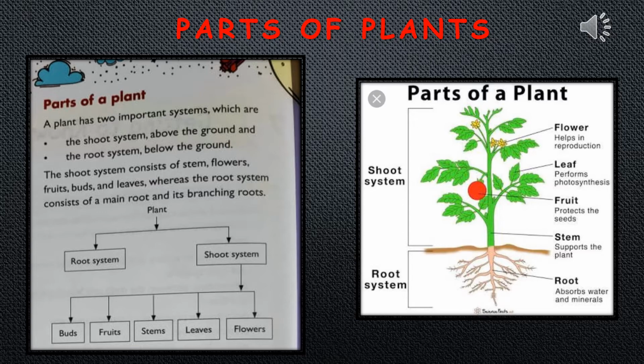We all know about it, but let's discuss a little bit about it. The root system consists of a main root and sometimes branching roots, whereas the shoot system consists of stems, flowers, fruits, buds and leaves. So now we are going to discuss some of the root parts and the shoot parts.